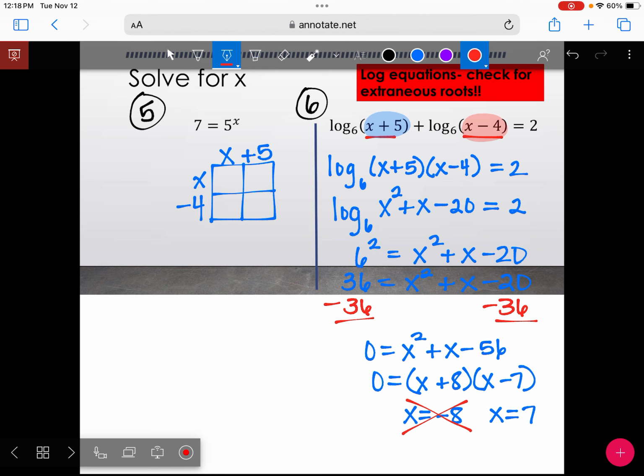Yeah. So it is possible that both of them don't work. So you have to check them both because you can have a log equation with no solution. And this will be your final answer. All right, we're going to pick up here tomorrow.